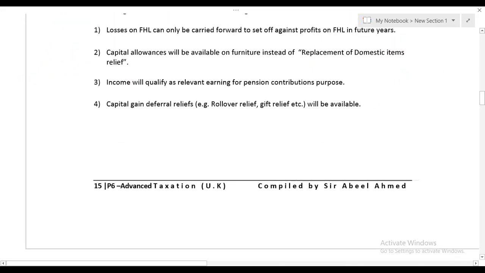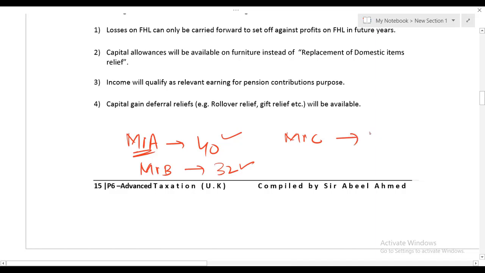Okay. For example, I have given my furnished holiday letting to Mr. A for 40 days. Obviously it is long-term occupation, yes. I have given the same property to Mr. B for 32 days, that is also long-term occupants. I have given the same property to Mr. C for, let's say, 33 days, that is also long-term occupants.